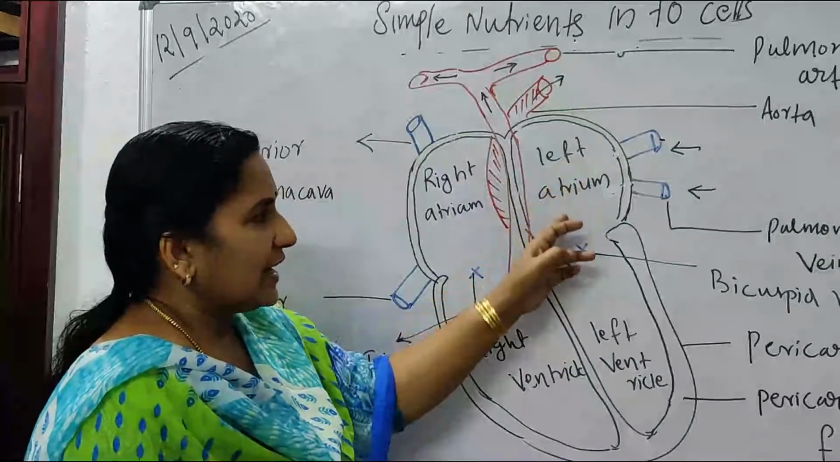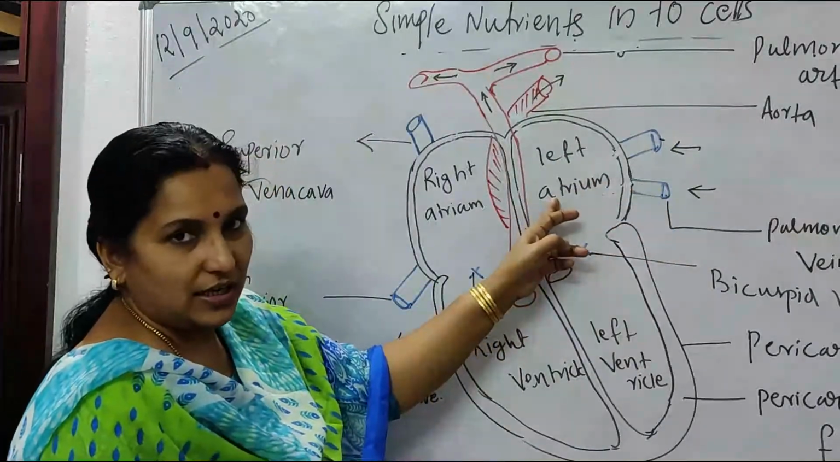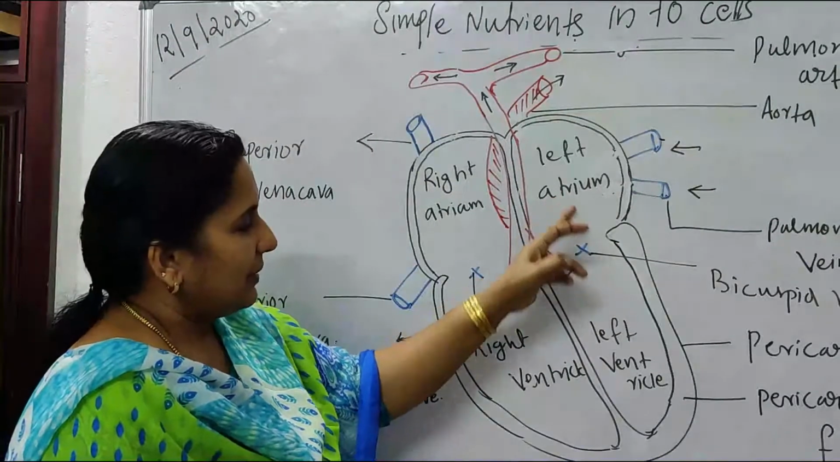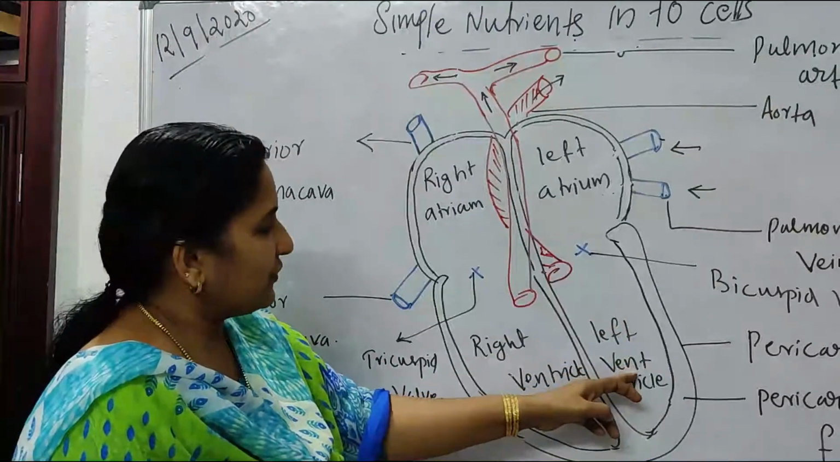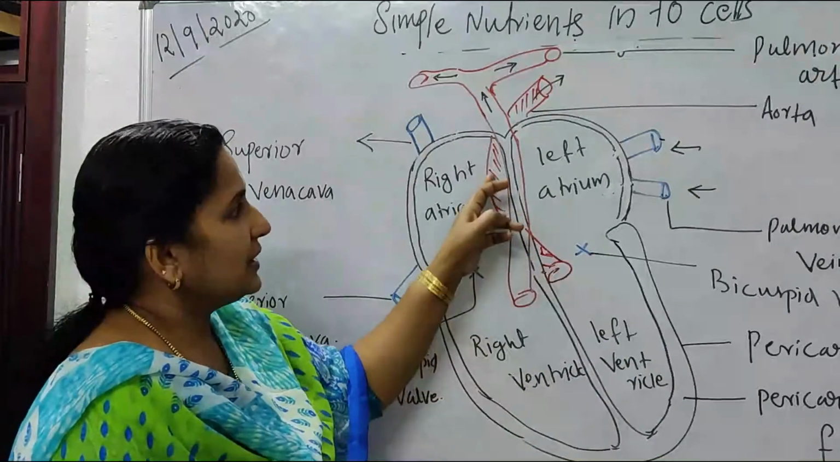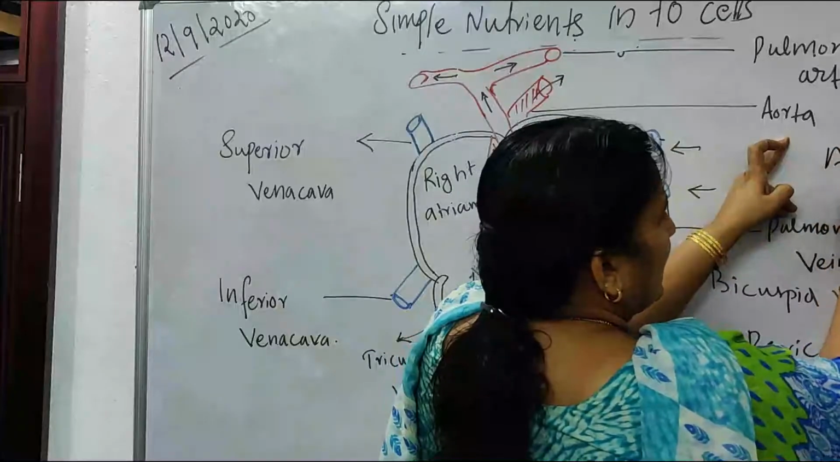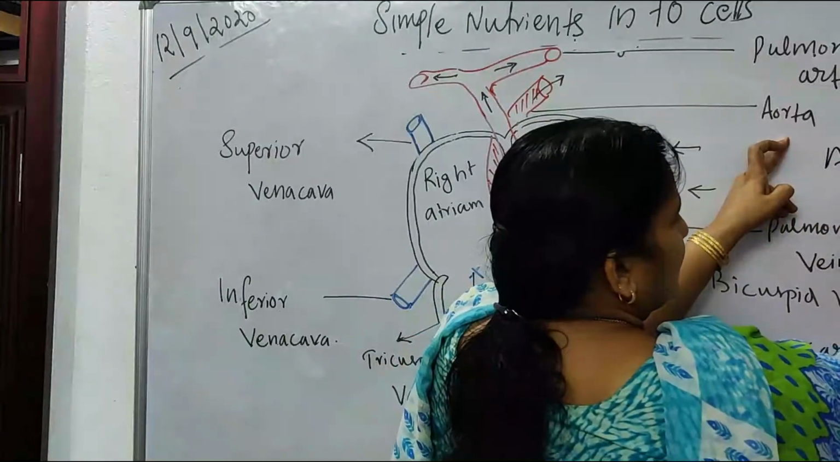Then in the left atrium, pulmonary vein reaches the left atrium. The blood vessel that begins from the left ventricle is the largest blood vessel named aorta. The branches of aorta are called arteries.